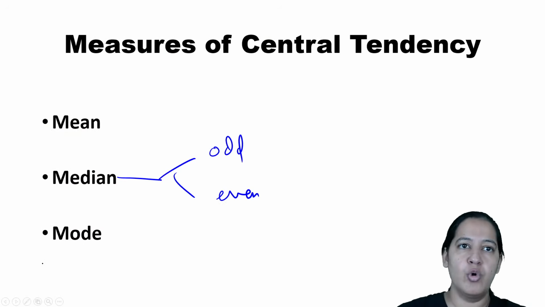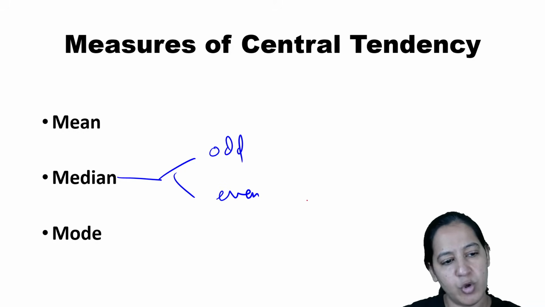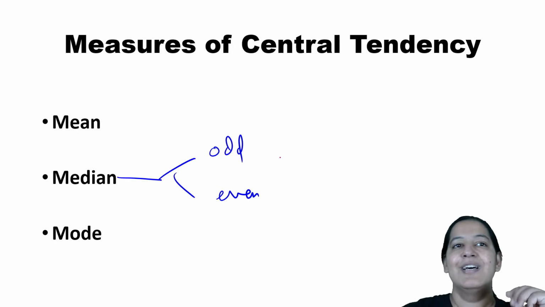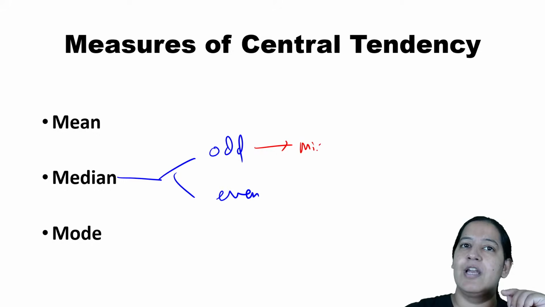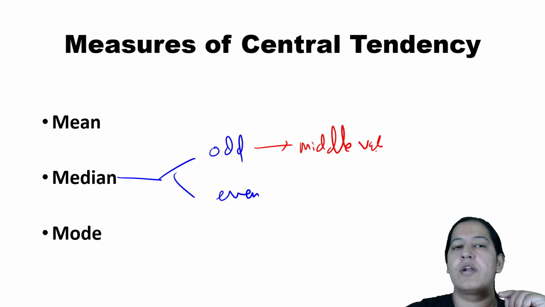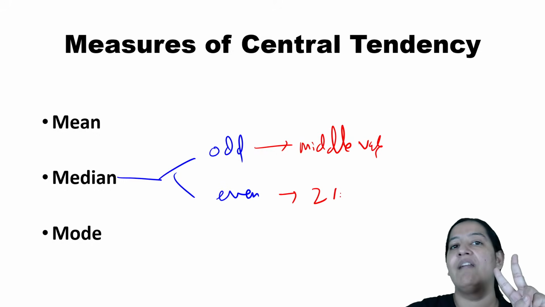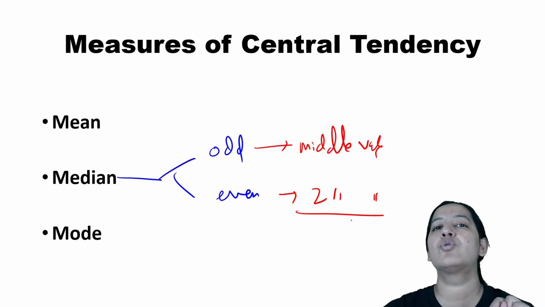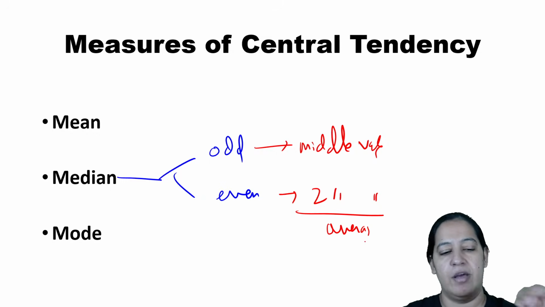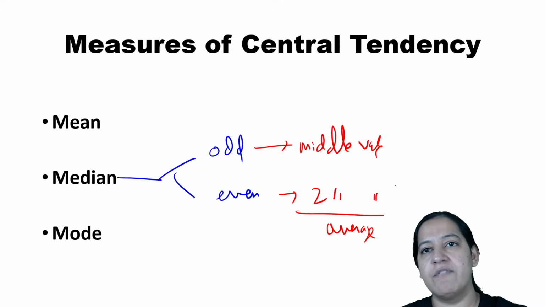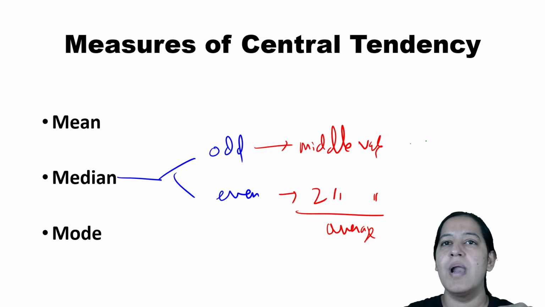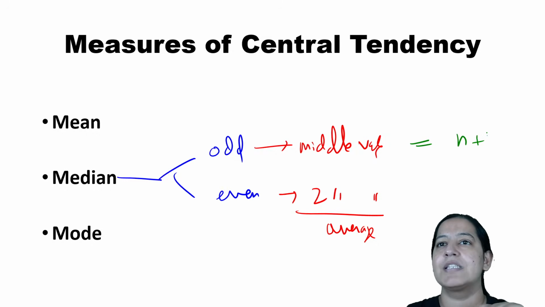So if you want to go with the formula, go with the formula. If you don't want to go with the formula, do it with common sense. So in odd, it is the middle value. Only one middle value will be there in odd. In even, you will get 2 middle values; do the average of them. Give me a thumbs up if you want the formula. I have given the formulas also. So what are the formulas? Here the formula is n plus 1 by 2.